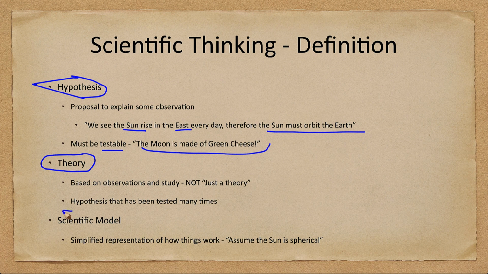The other thing that we look at sometimes is scientific models. It's a simplified representation. When we study atoms, we simplify the way we look at them in order to be able to easily understand and easily try to determine what is happening with them.